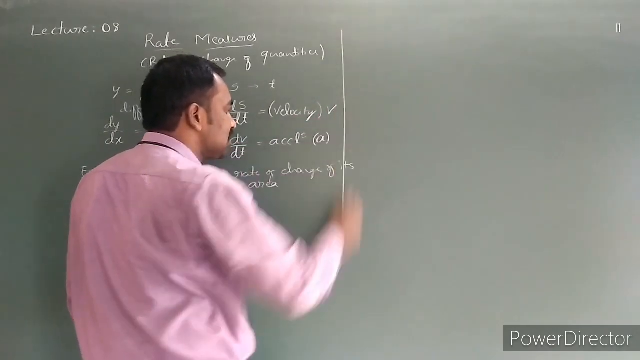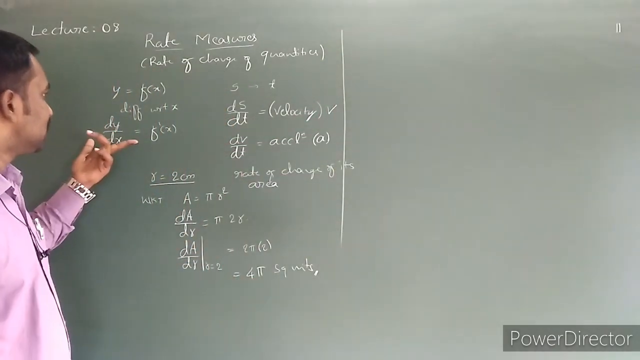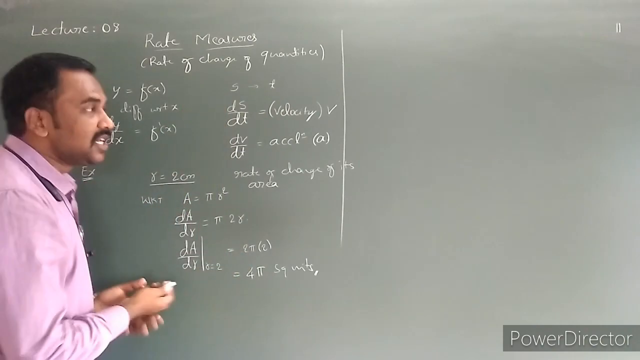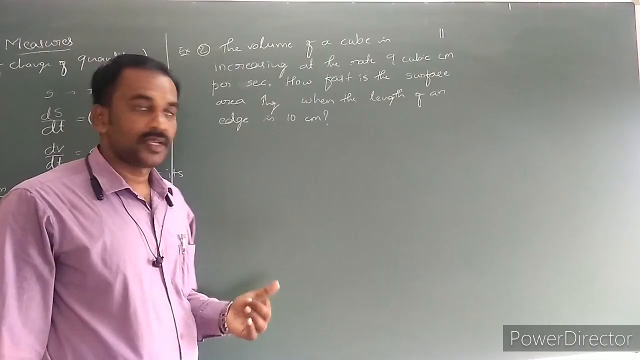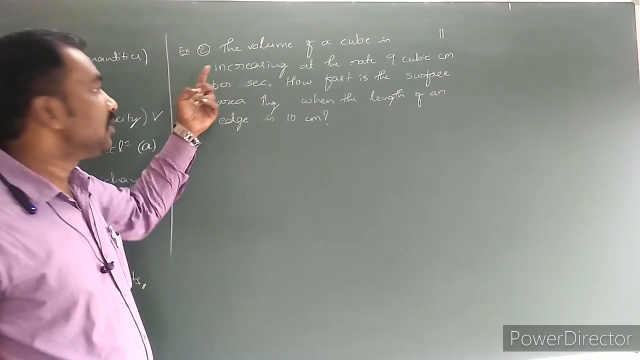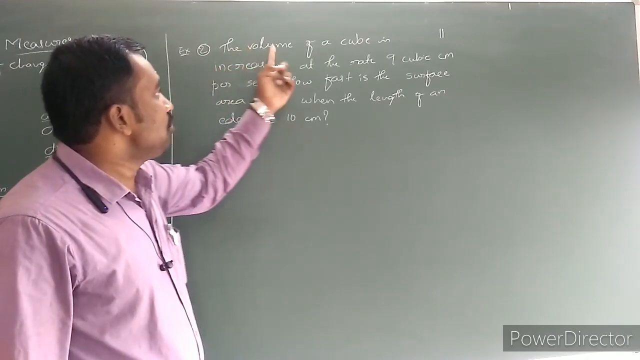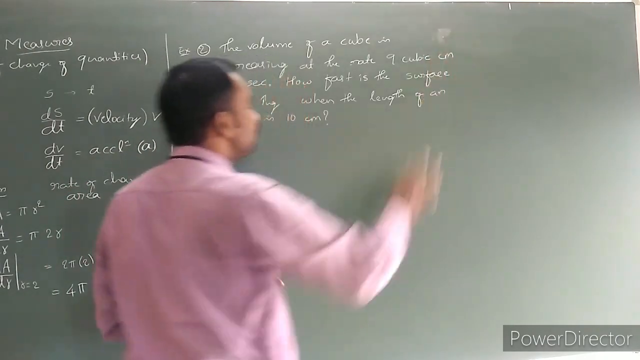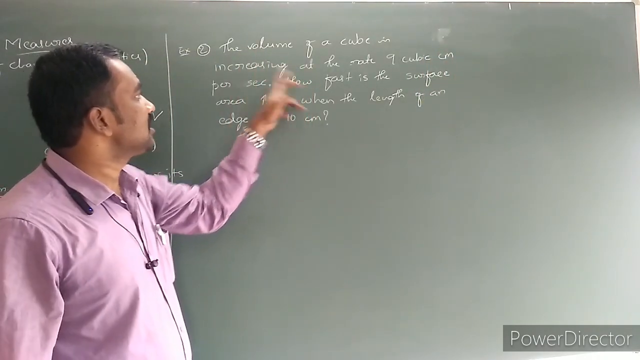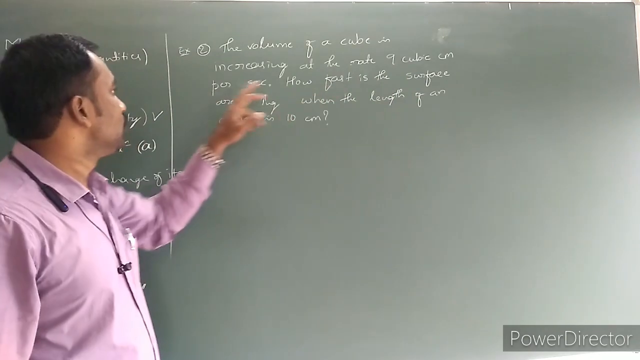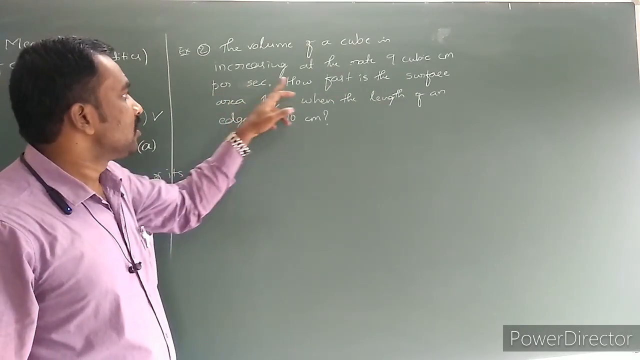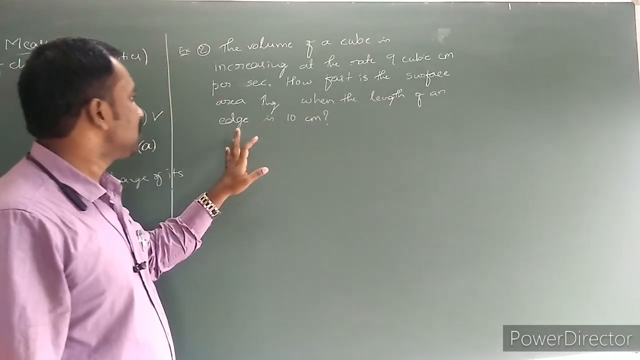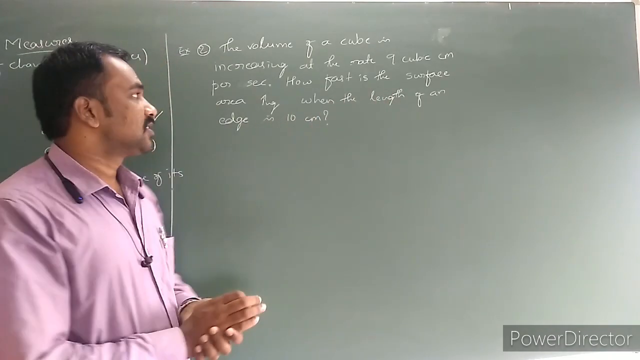Now let's take some examples based on this definition. This is the rate of change of one quantity with respect to another quantity. The second example is: the volume of the cube is increasing at the rate of 9 cubic centimeter per second. How fast is the surface area increasing when the length of an edge is 10 centimeter?